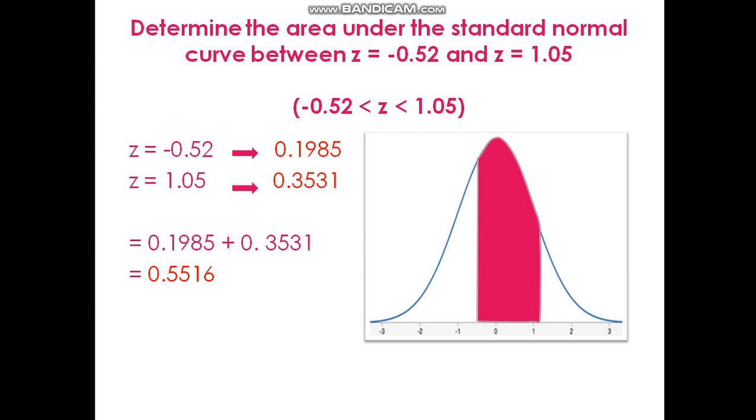Another example, determine the area under the standard normal curve between z equals negative 0.52 and z equals 1.05. Notice that the given has one positive and one negative. So in this case, we will add the areas. Again, we will first get the area of negative 0.52, which is 0.1985, and 1.05, which is 0.3531. We will add the two, and we get 0.5516.